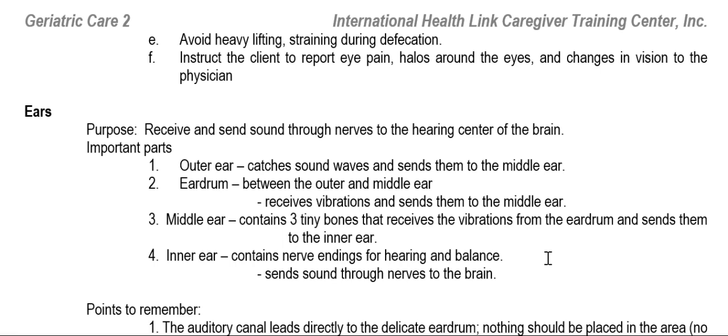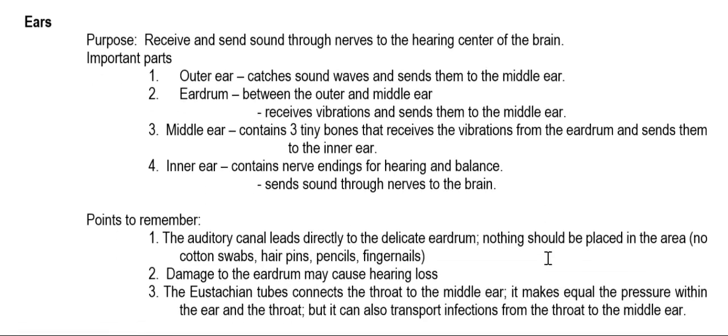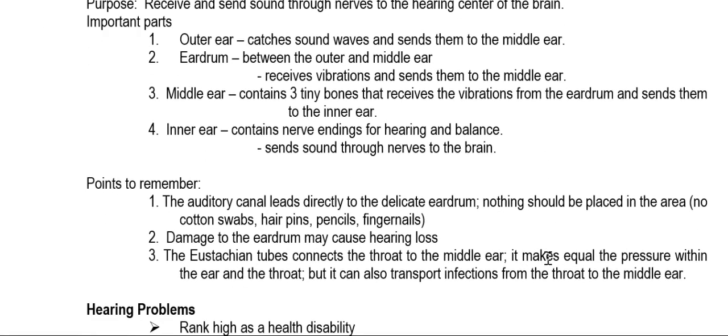So, anyways, your middle ear is the one that has 3 tiny bones that receive the vibration from the eardrum and send it to the inner ear. While your eardrum is between the outer and the middle ear. It receives vibration and sends them to the middle ear. One thing to remember, the auditory canal leads directly to the delicate eardrum. Nothing should be placed in the area. No cotton swabs, hairpins, pencils, and fingernails.